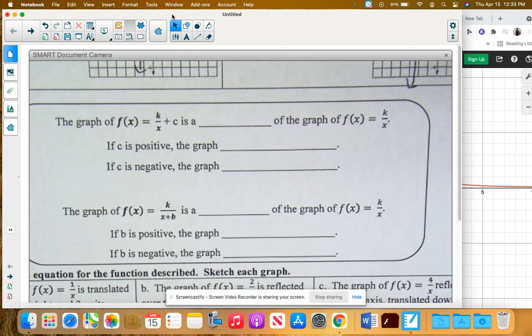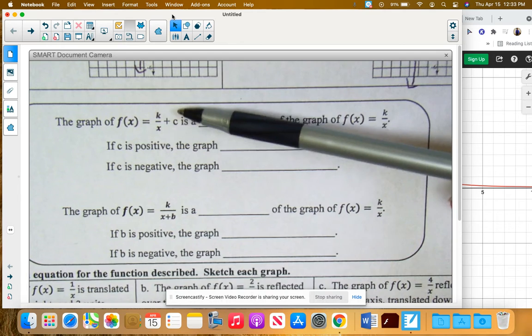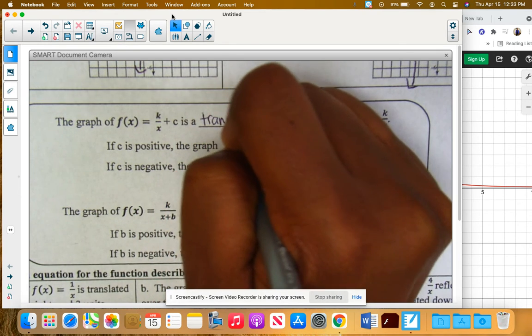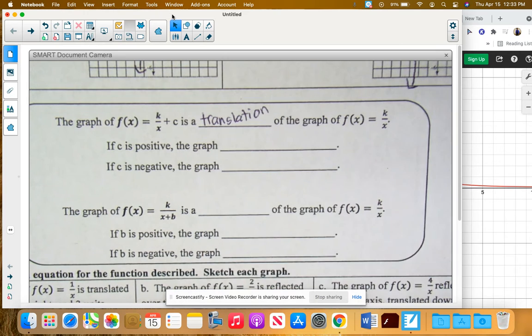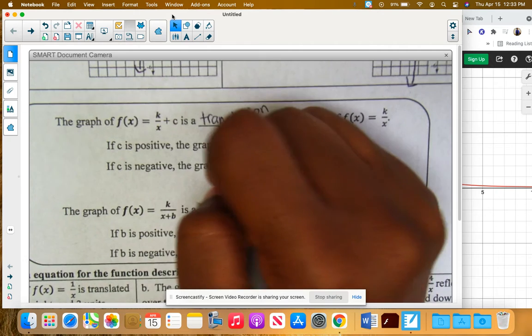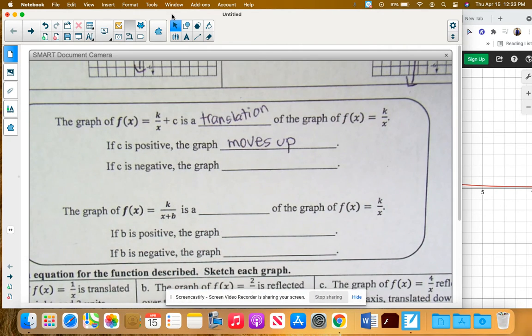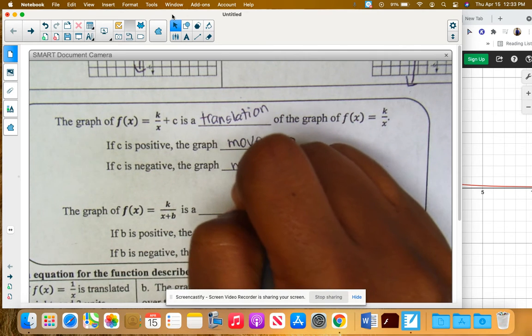The graph of f of x equals k divided by x plus c is a translation of our parent graph. If c is positive, the graph moves up. If c is negative, the graph moves down.